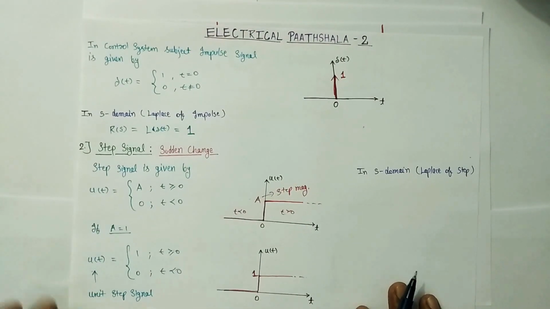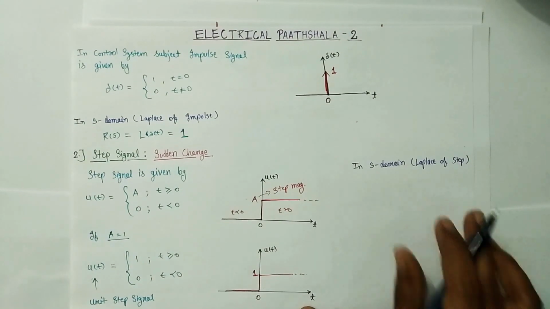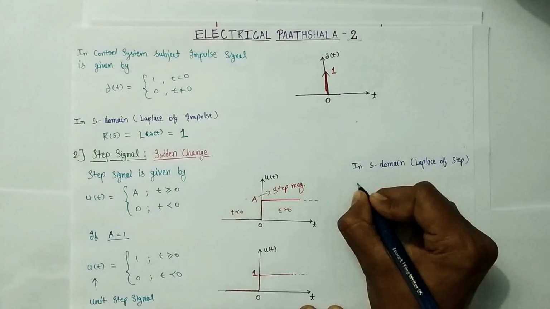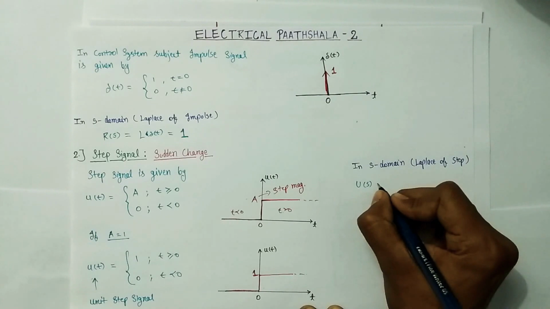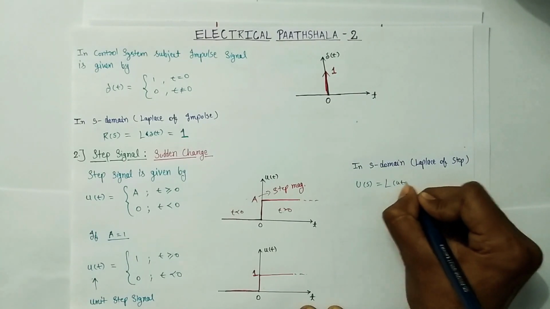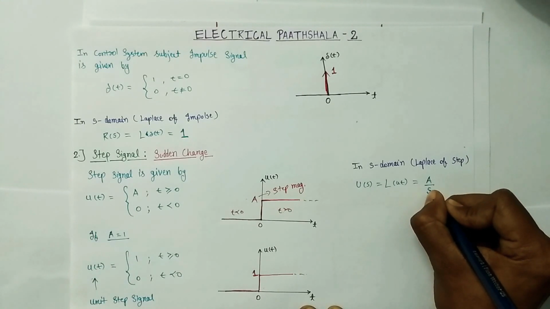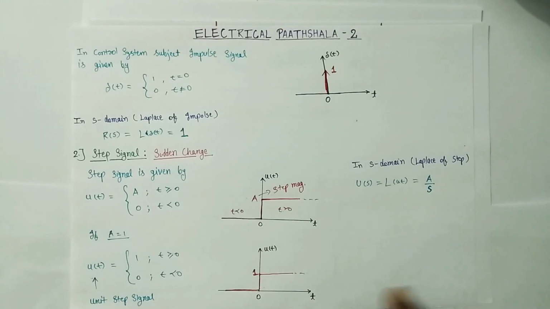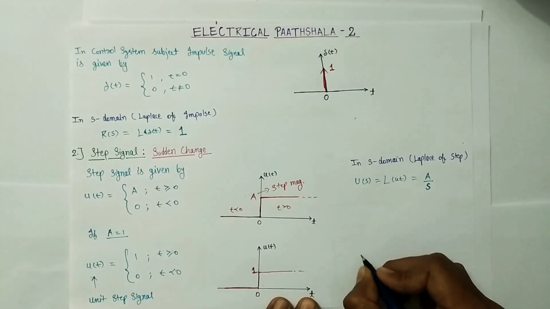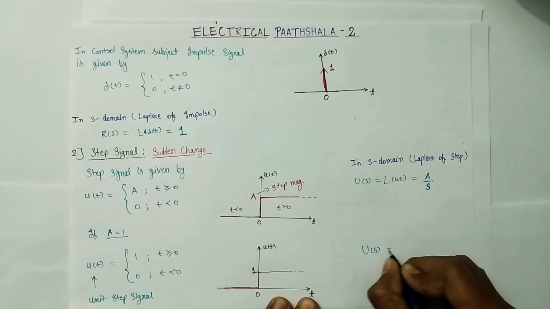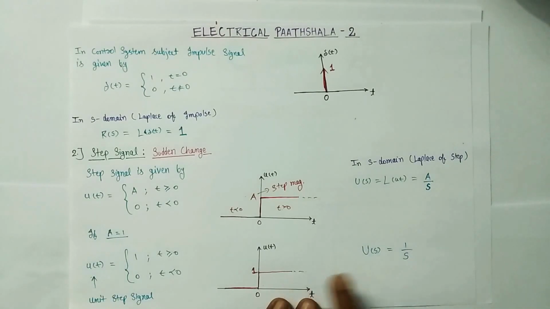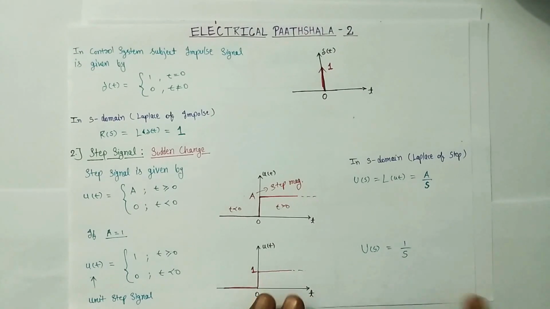In frequency domain, the step signal is given by U(s), which is the Laplace of u(t), equal to A by s, and for the unit step signal, U(s) is equal to 1 by s. This is the Laplace of the step signal.